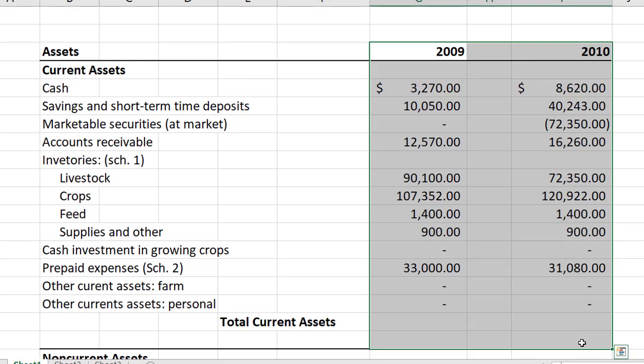We always break things down by current assets and non-current assets. Some balance sheets will break things down by current, intermediate, and long-term assets. You just have to learn to read these things and adapt as you read them.